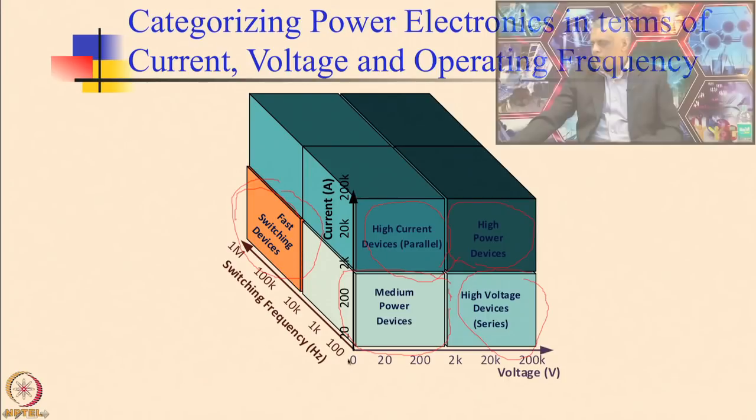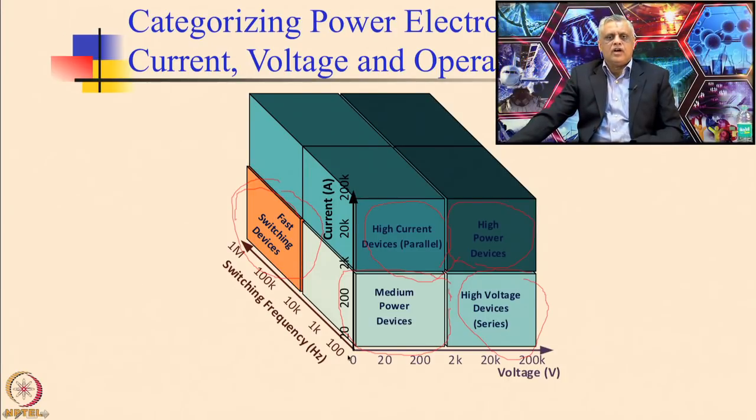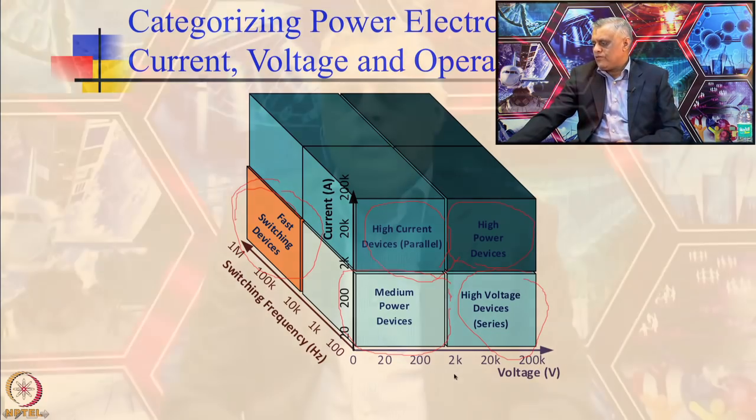There are all sorts of devices coming up almost every day, with improved speeds and improved current and voltage ratings. So there is nothing sacrosanct about the values used in this graph. The idea is to show you how a qualitative categorization of the various power electronic systems or circuits can be done, using the voltage, current and frequency capability of the devices.